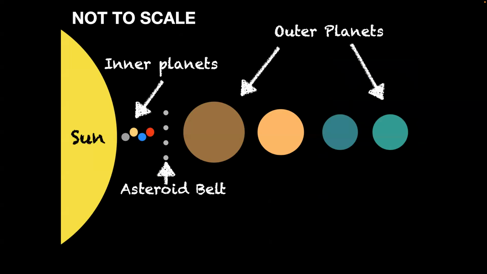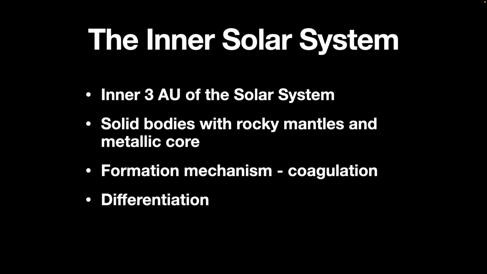Just a little reminder, if it's been a while since you watched the first lecture, of where we are and what we're talking about. This is a little toy model of the solar system, and right here, the inner planets are the terrestrial planets we're talking about today. Last lecture, we talked about Mercury, and today we're going to talk about Venus. Again, a reminder of the characteristics of this region: the inner 3 AU, solid bodies with rocky mantles and metallic cores, which probably had very similar formation mechanisms.